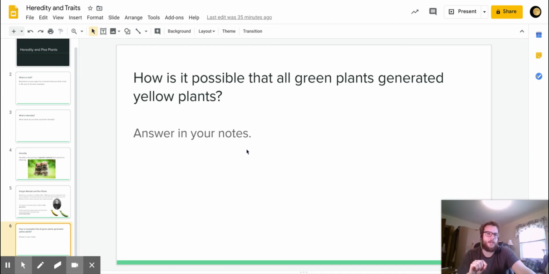That's the explanation: even though you had all green plants in that first generation, they still had a trait for yellow pea plants hiding underneath in the DNA. The green was the overshadowing trait. That's the one that we saw, but underneath there was still a yellow trait. So when you combine pea plants that have both traits, sometimes you'll get a yellow, sometimes you'll get a green, and we'll get more into that in a little bit. So how is that possible?